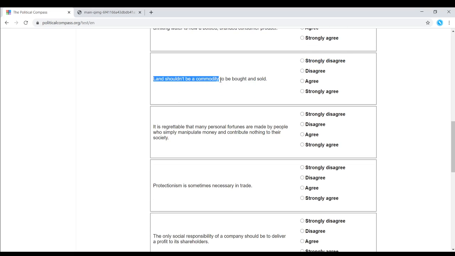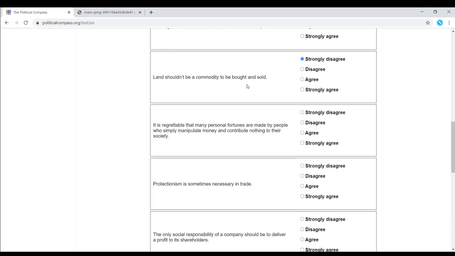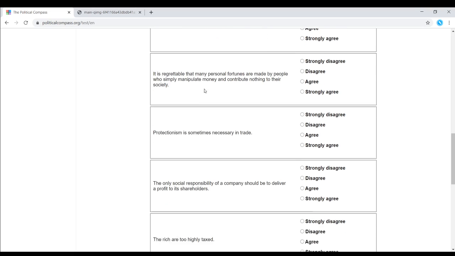Land shouldn't be a commodity to be bought and sold. I strongly disagree. Land should be a commodity to be bought and sold. I think that we should have private property.